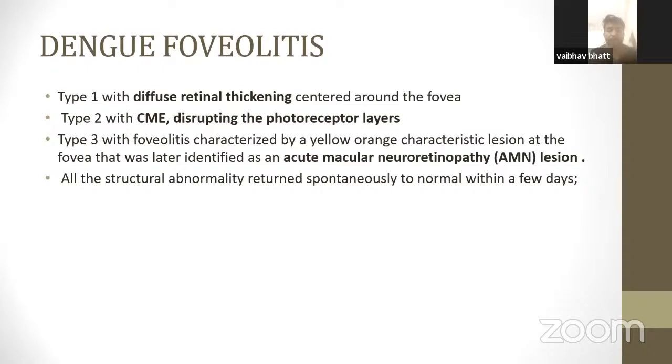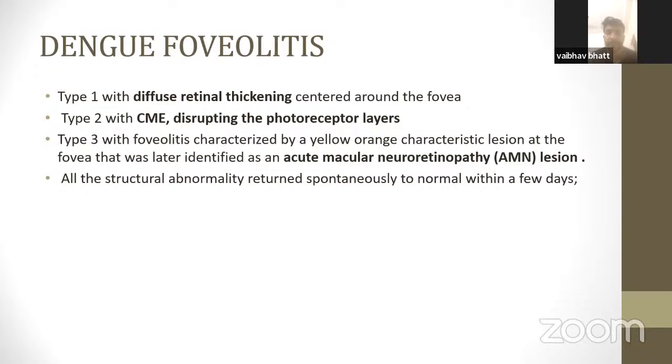Now we'll talk about dengue foveolitis. Basically, dengue has two entities: dengue retinopathy and dengue maculopathy. In dengue retinopathy, we see hemorrhages and Roth spots, whereas in dengue maculopathy, we have three different types. Type 1 is with diffuse retinal thickening centered around the fovea.